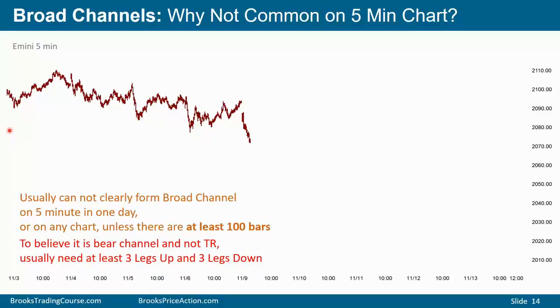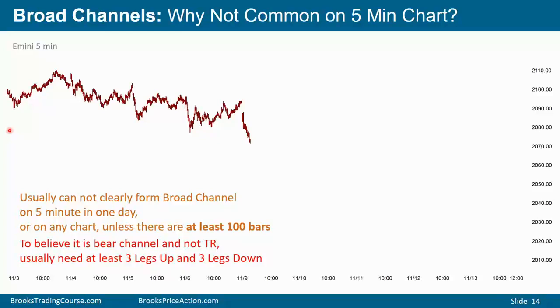Usually, to become confident that the market is in a broad bear channel, you need at least 3 legs up and down. And since the legs each have 10 bars, sometimes 20 or 30 bars, you do not have enough bars in a 100-bar screenshot for you to be confident that the channel is broad.